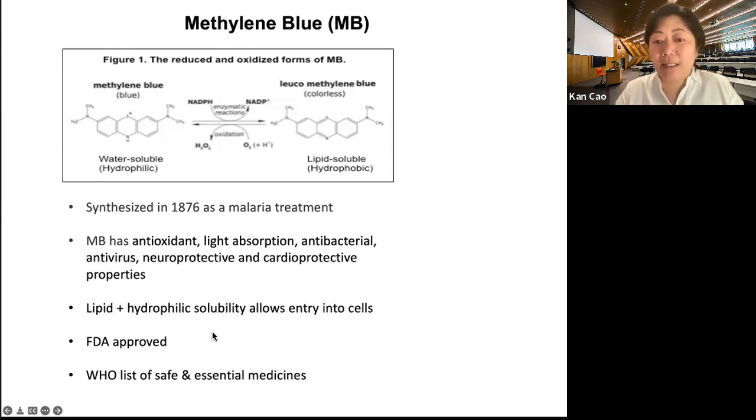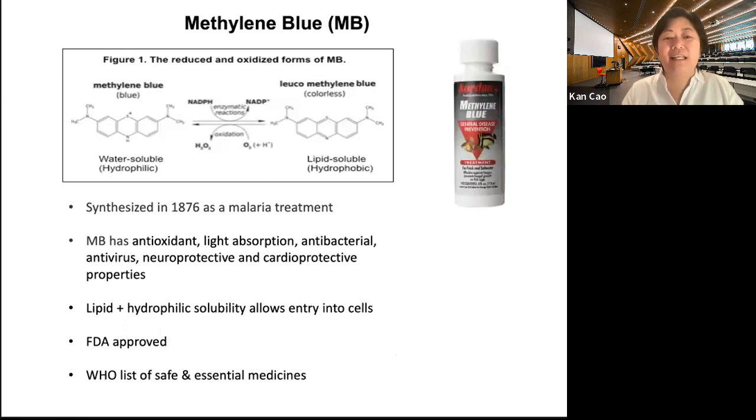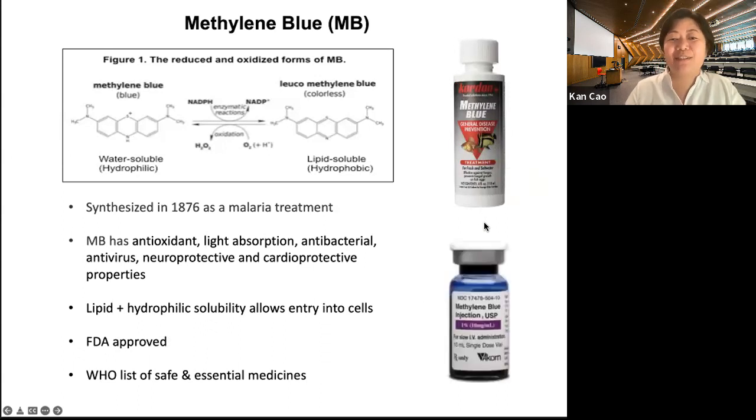Methylene blue also is an FDA approved drug. It has been used in clinics even to treat Alzheimer's disease as a neuron protective reagent. And it is also on the WHO's list as one of the safe and essential medicines. You probably are like, wait, I heard about methylene blue. Yes, you do. You probably have seen this in a pet store or on Amazon. Yes, methylene blue has been used as an aquarium safe disinfectant. And we do have a clinical form of methylene blue solution, which is an injectable FDA approved solution for patient usage.